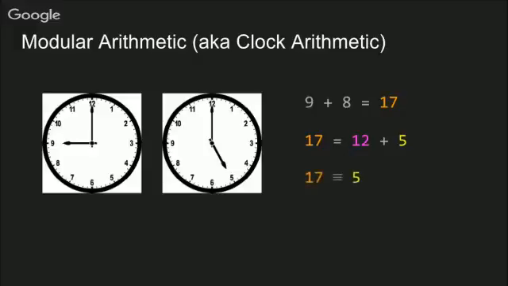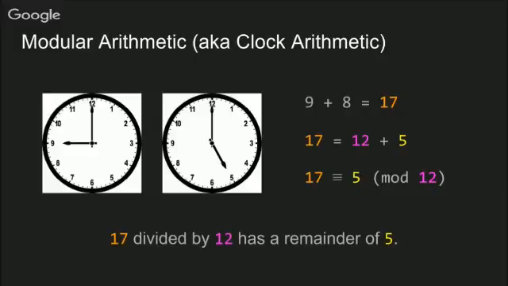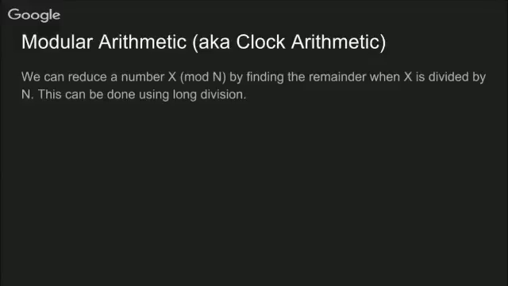And this is what modular arithmetic is. If we ignore all the multiples of 12, then 17 is the same as 5. We say this as 17 is congruent to 5 mod 12. And we can express this using an equal sign with an extra dash. The nice thing is we can easily calculate these congruences because when 17 is divided by 12, the remainder is 5. We can generalize this idea for clocks with any number of hours, say n.